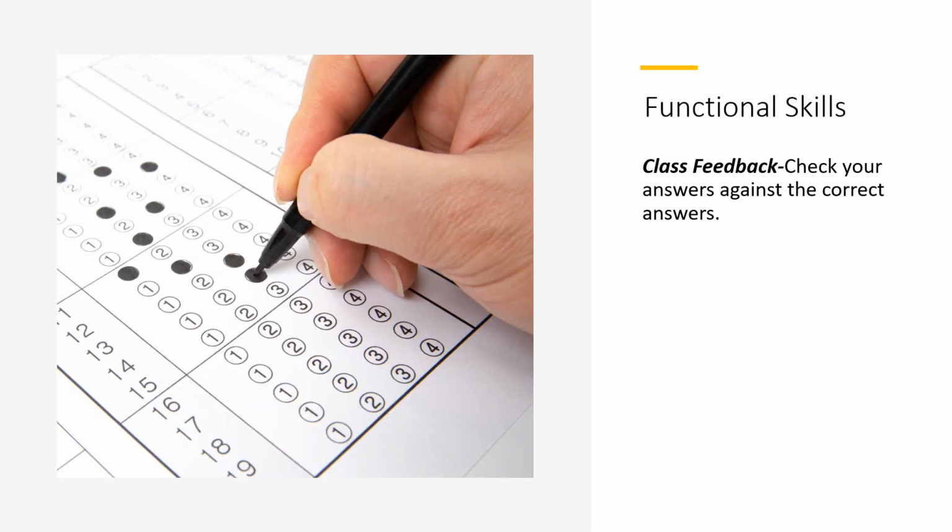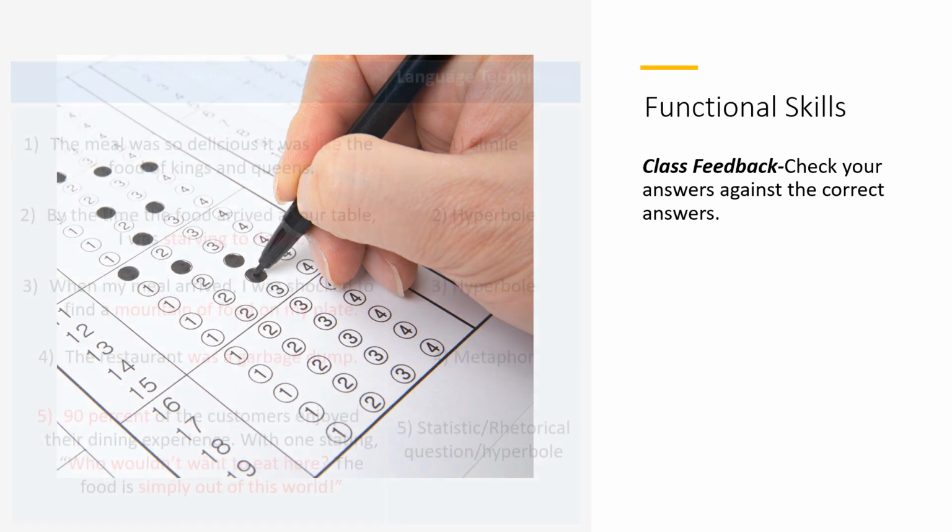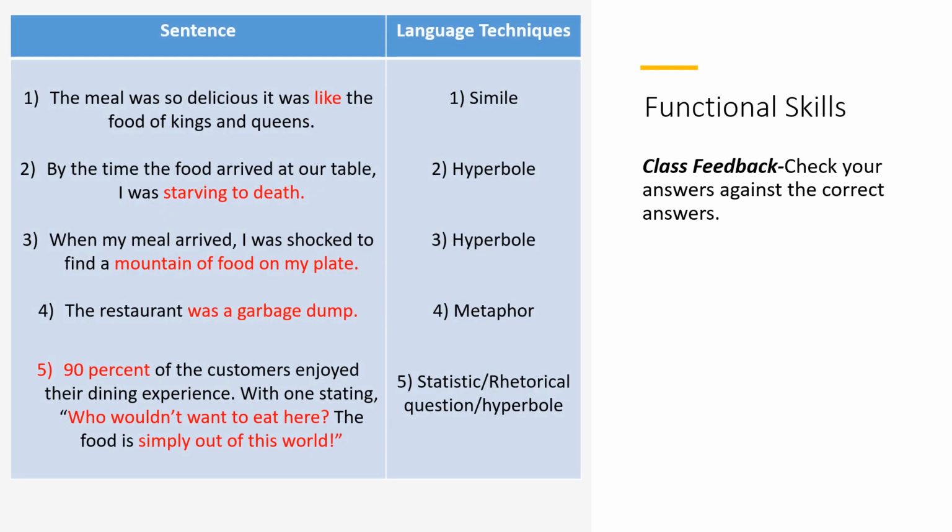Class feedback. Check your answers against the correct ones below. So we have our 5 sentences here, and you can see for the first one, the meal was so delicious it was like the food of kings and queens. And we can see there's one technique there, and we know because it's used like or as that it must be a simile. So it's comparing the food to the food that someone of the royal family might eat. Number 2, by the time the food arrived at our table, I was starving to death. Now that's a hyperbole because what they're doing there is they're over-exaggerating just how hungry they were feeling.